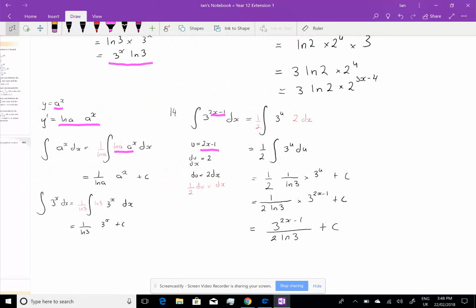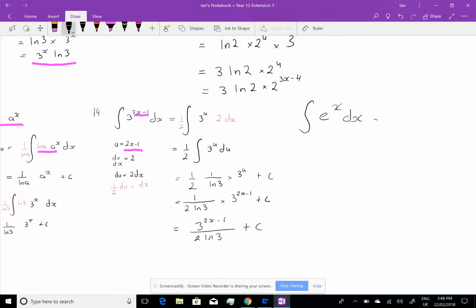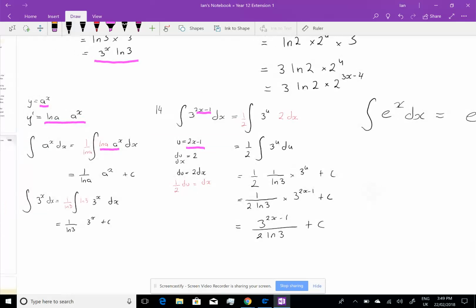That's how we integrate a power in the base that isn't e. Remember, e is special. e is special because the integral of e to the x doesn't have that constant. It's just e to the x plus some constant. And that is fantastic. Anyway, have a look at that. If you're having trouble, I hope you struggled with it first, and I'll see you in class tomorrow.